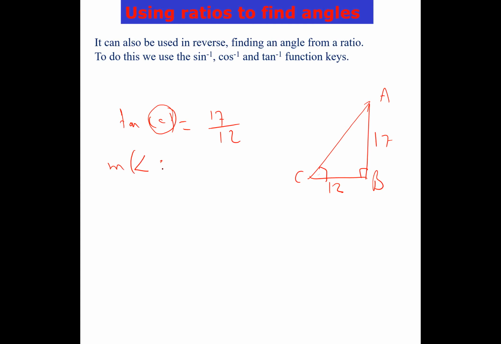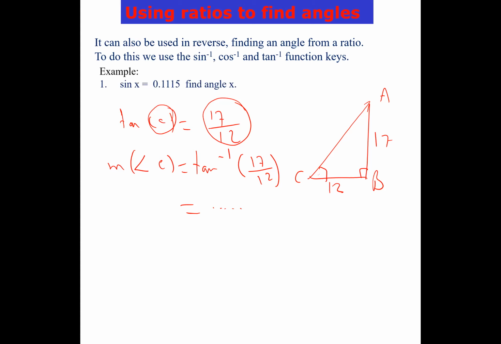The measure of angle C equals shift tan, which is tan power of -1, the inverse of this ratio, which is 17 over 12. And by using the calculator, you can find it. Can you calculate it, please? The measure of angle C equals shift tan. Shift tan means tan power of -1, which is the inverse of this one. So if this tan equals 17 over 12 as a ratio, and you need to find the measure of the angle, find the inverse of tan by using the calculator with shift tan. Okay?